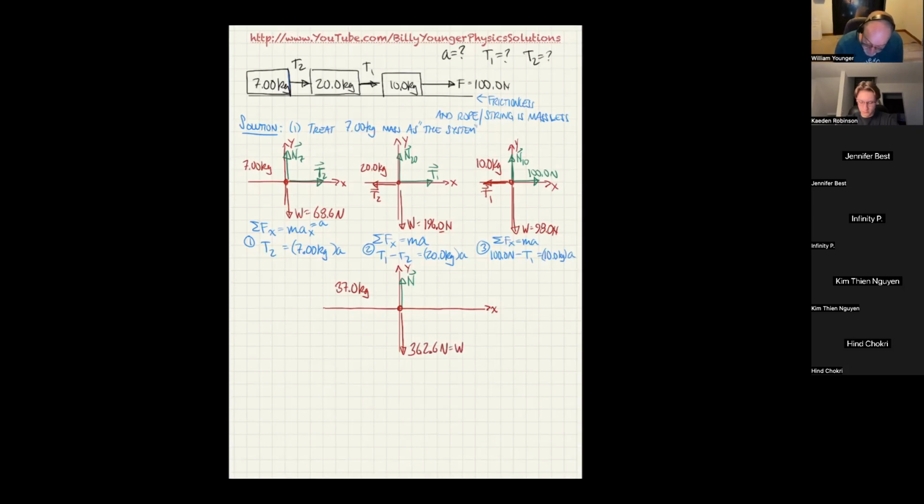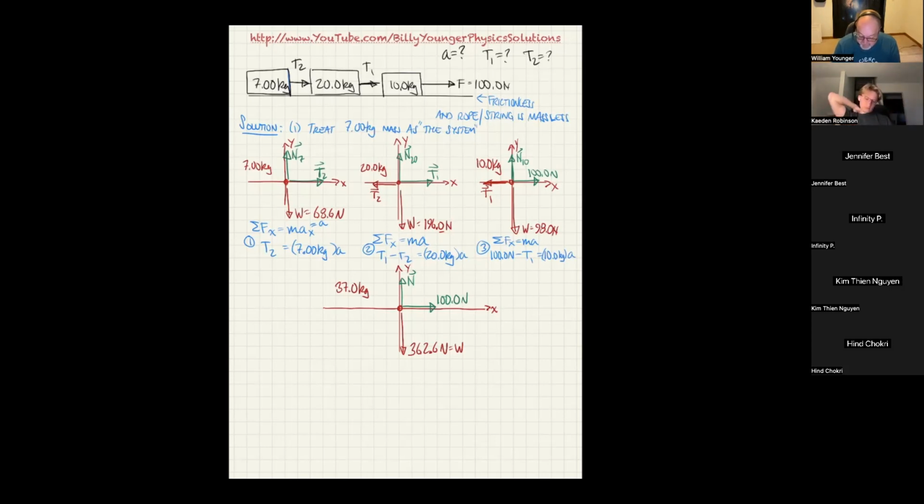Now, what I see is I do have a force acting to the right, and that force is, in fact, 100.0 newtons. But there's no other forces, okay? Because again, we're treating the 7 kilogram, the 20 kilogram, and the 10 kilogram mass as if they're one big object. So forces like T2 and T1 are internal forces. They're not part of it. There's no friction on this, so I can't have that.